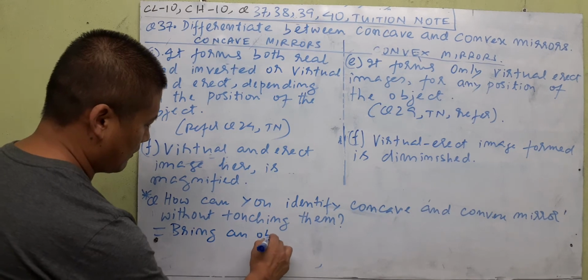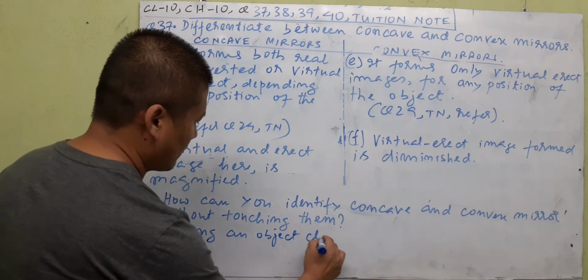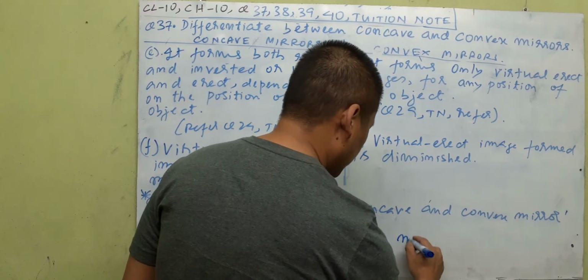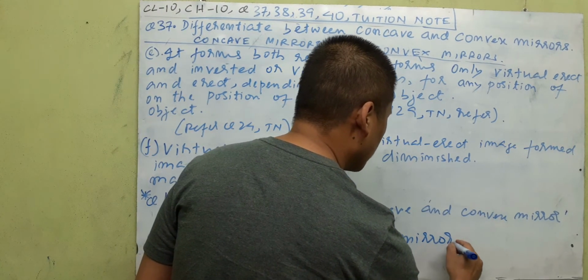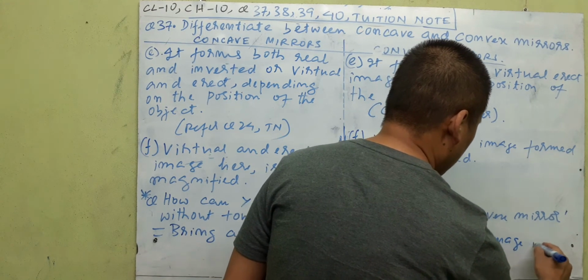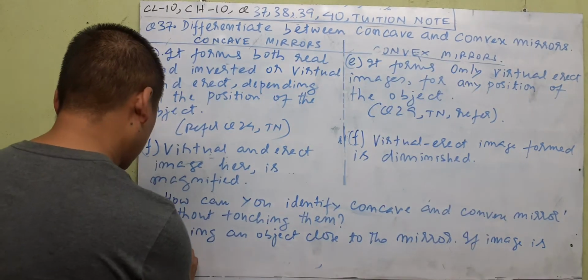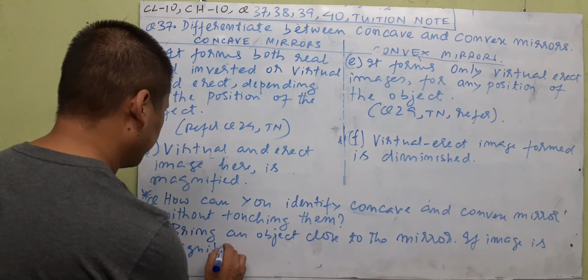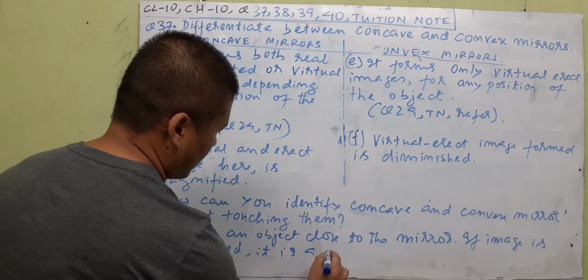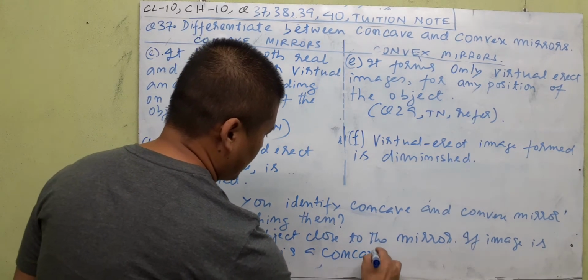So the answer you write down: bring an object close to the mirror. If the image is magnified, it is a concave mirror.